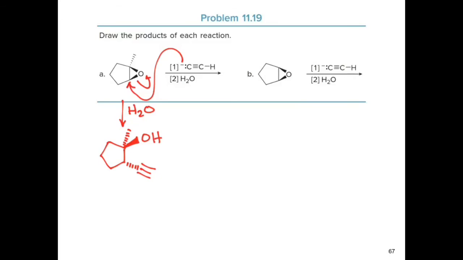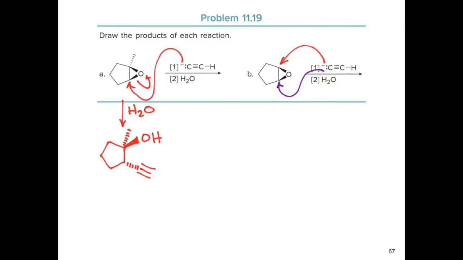And then for the second reaction here, we have a symmetrical epoxide. So that means that this acetylide ion will attack on either side of the epoxide ring. And so when that happens, we have a pair of enantiomers that will form. So it can attack the top carbon or the bottom carbon.